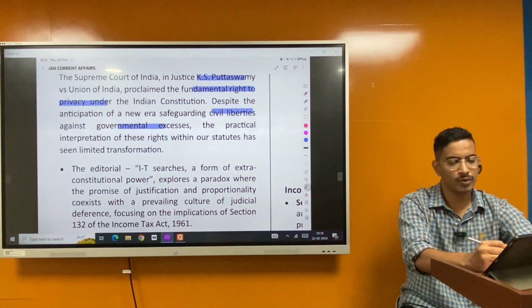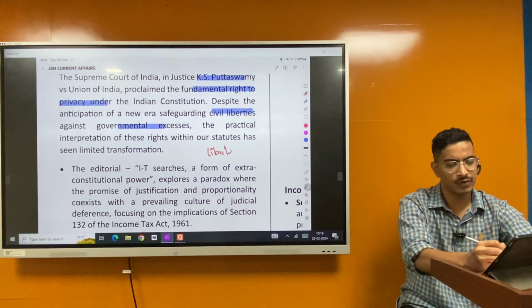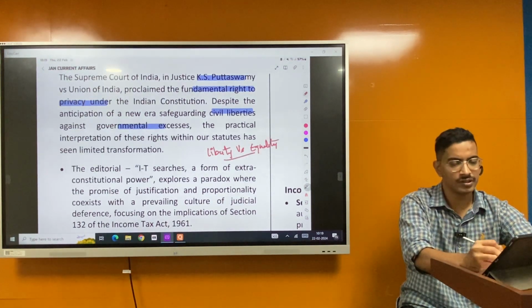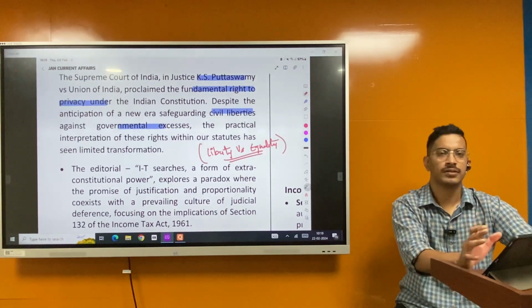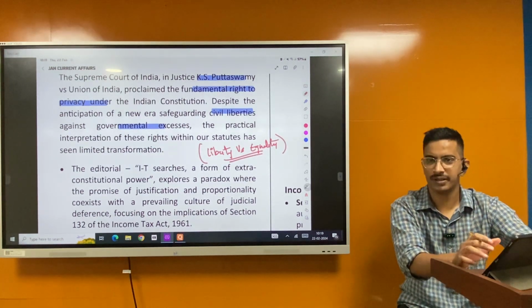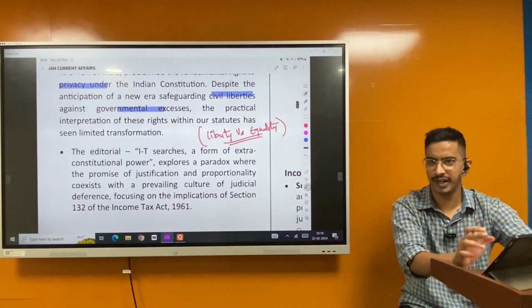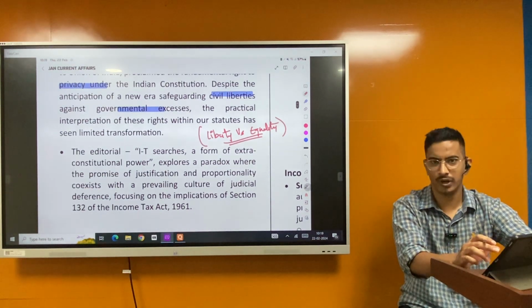See, I have told you about this liberty versus equality. So this is the basic debate. If you give too much of liberty, we have seen that it will lead to inequality. But if you give too much of equality, it will diminish liberty and the meritocracy society.